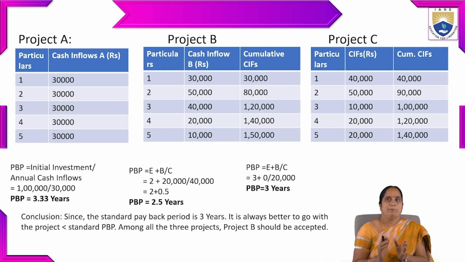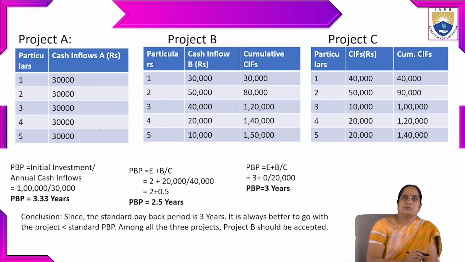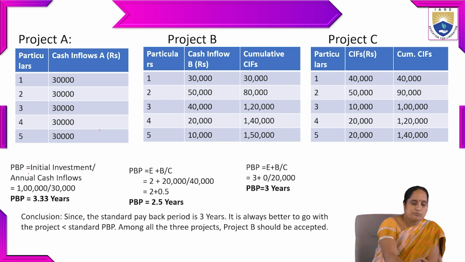Now, for the comparative analysis, I have projected all the three in one slide, project A, project B and project C. Coming to project A, the company is going to generate equal cash inflows throughout the lifespan of the project. As a result, I have used the formula payback period is equal to initial investment divided by annual cash inflows. The initial investment, which is also known as the cost of capital, that is 1 lakh divided by 30,000. So payback period is 3.33.